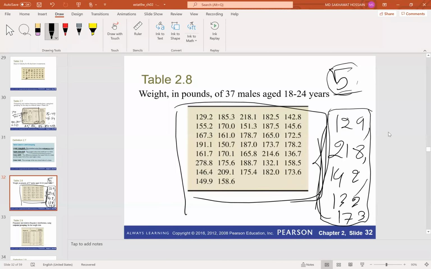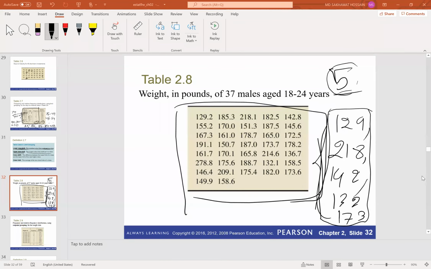Okay. So now what type of grouping should we do in this case? Should we do single value grouping or limit grouping? What do you think? Yes, limit grouping, because we have so many distinct values. Even most of the values are distinct, so single value grouping actually doesn't work in this case. So we need to use limit grouping. What type of limit grouping should we use in this case?